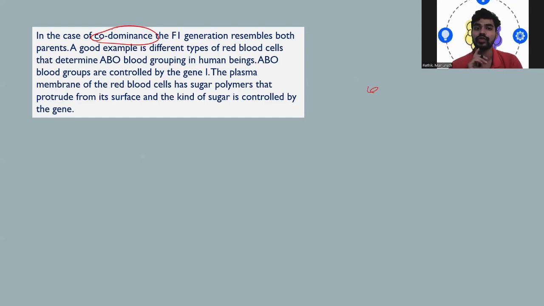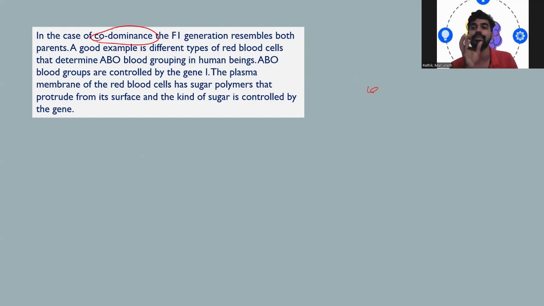Whereas in codominance, what happens now? In the F1 generation, it resembles both parents, that means both the father and mother. If the parents have different characters, when crossing is done, whatever the progeny in the F1 generation, it is going to show both the characters of the parents.